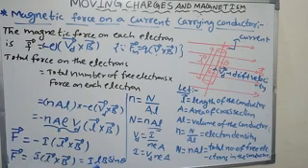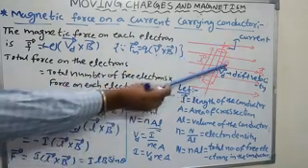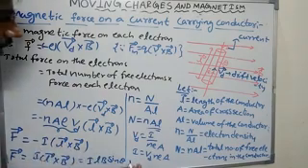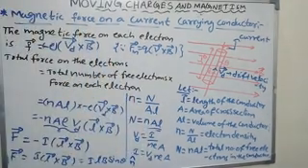L is the magnitude of the length of the conductor. B is the magnitude of the magnetic field. Theta is the angle between the length of the conductor and the magnetic field. Correct? Then the direction of force, I am writing here, n cap.